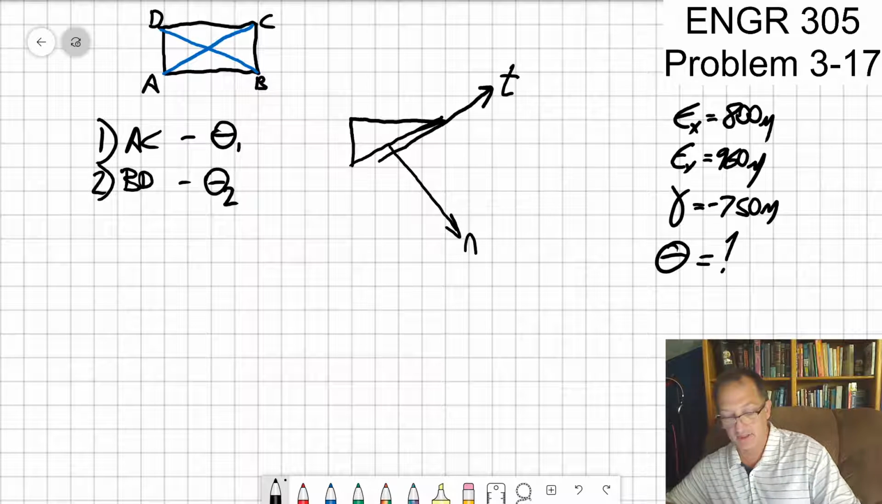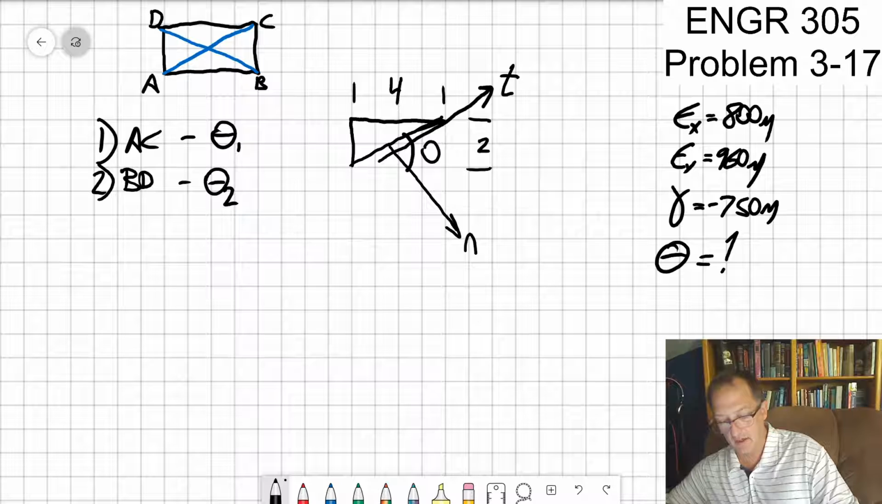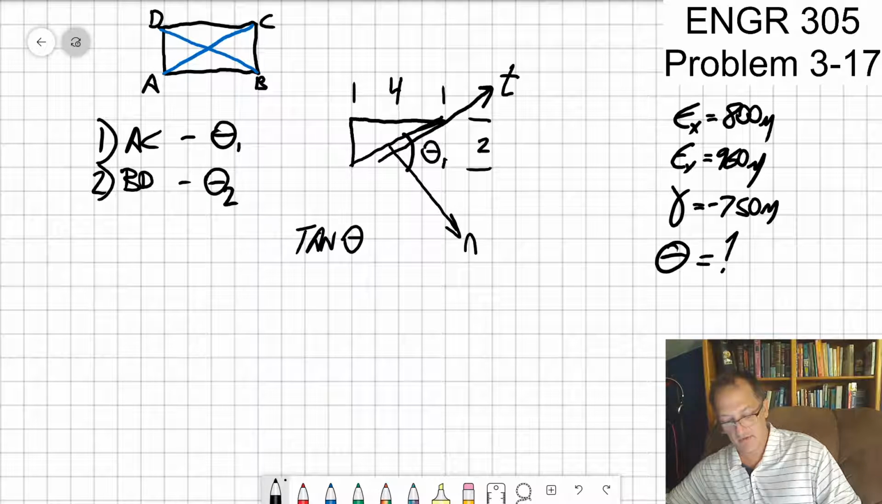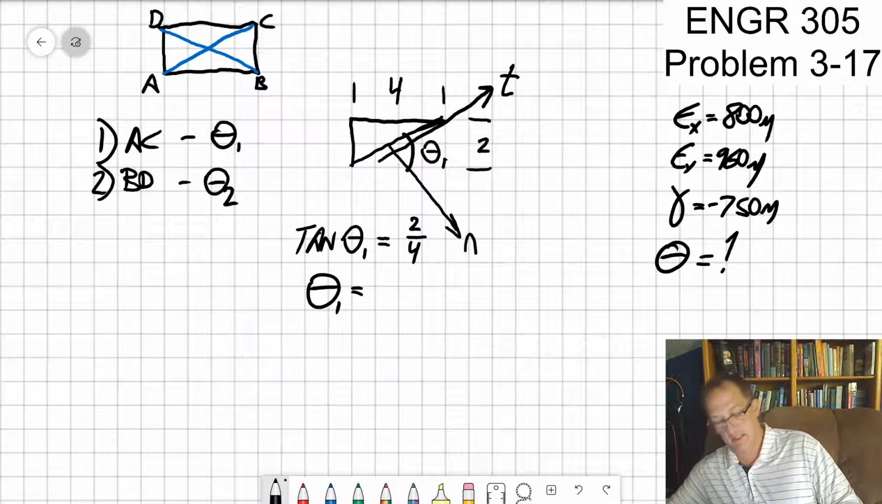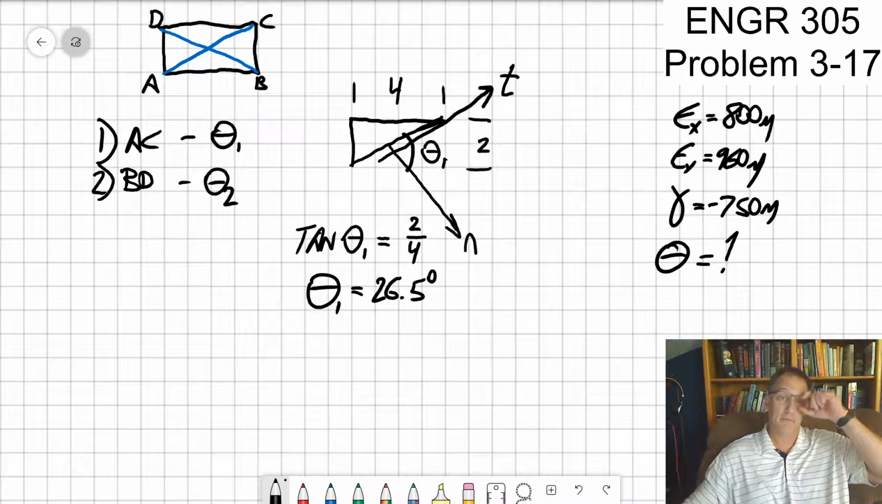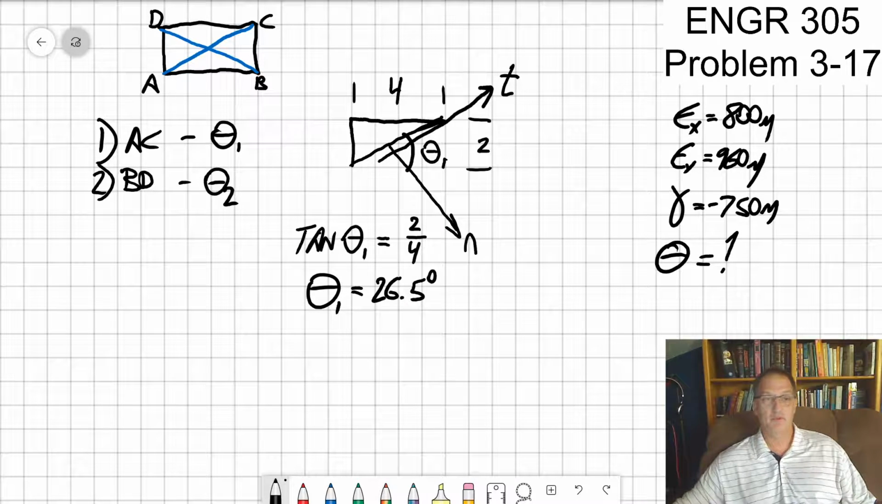That direction, well, if I look at the dimensions, that's 2, and that's 4. So this angle from here to here, theta 1, tangent of theta 1 is equal to 2 divided by 4, or I can punch that in on a calculator. Theta 1 is equal to 26.5 degrees, right? Theta 1 equal to 26.5 degrees.